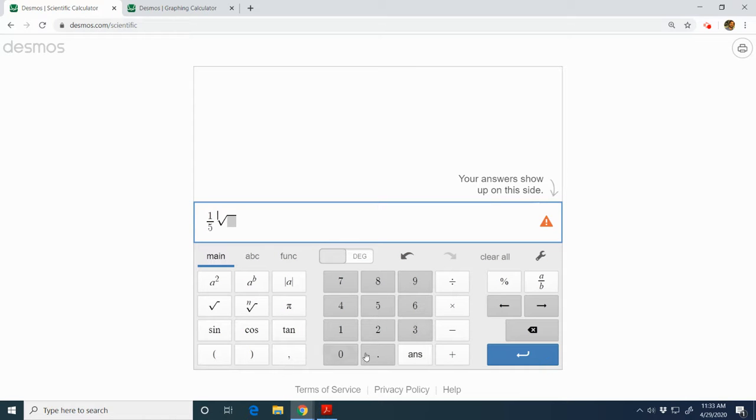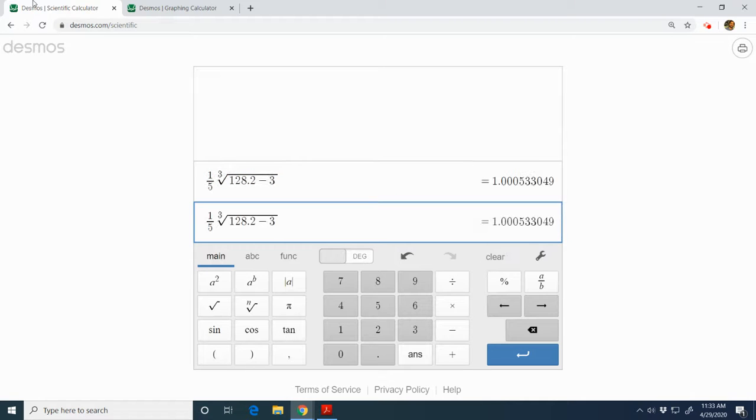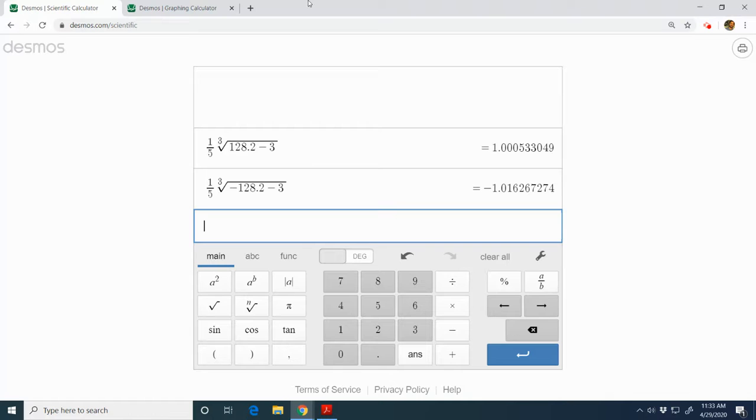And so instead of using x, let's say I'm plugging in, what did I just use? 128.2. So make this say cube root 128.2 minus 3. Negative 128. So here, I can highlight this, paste it, change it to negative 128. So that's pretty much how it goes.